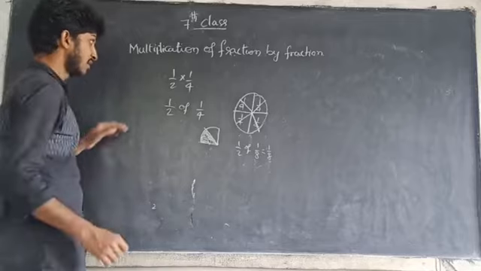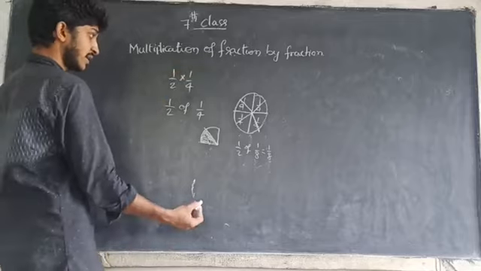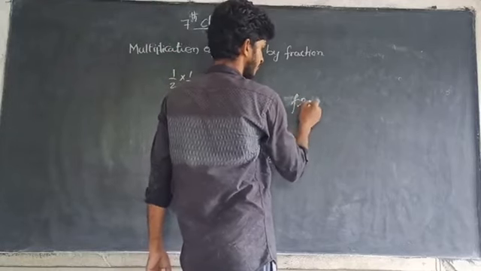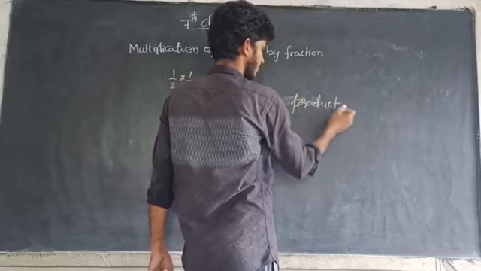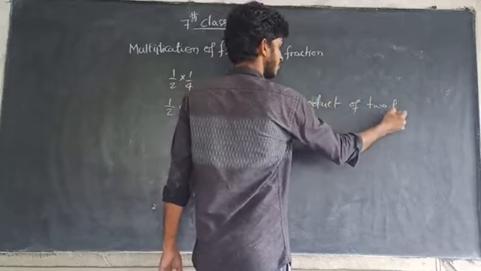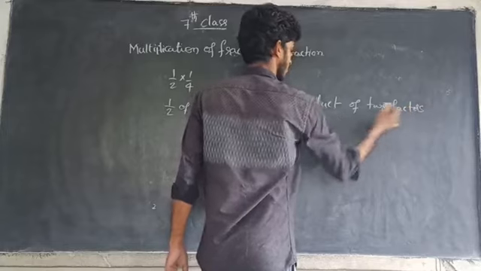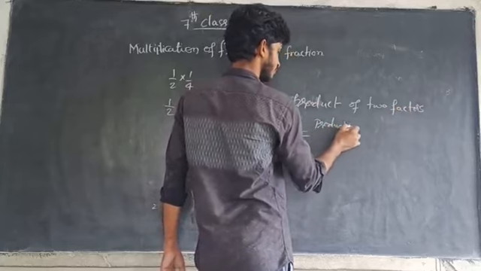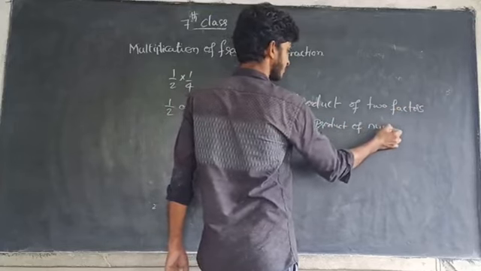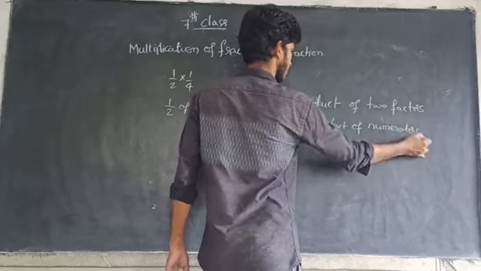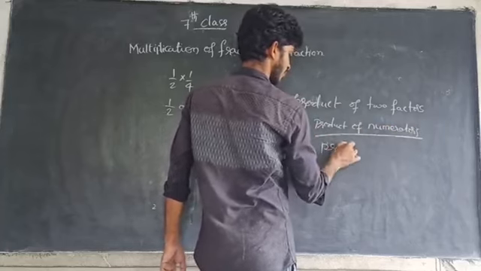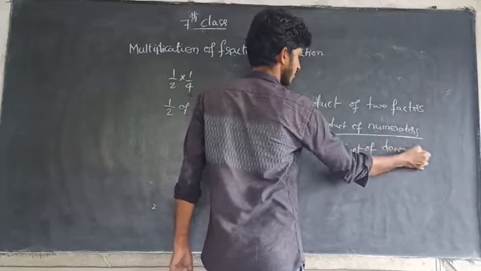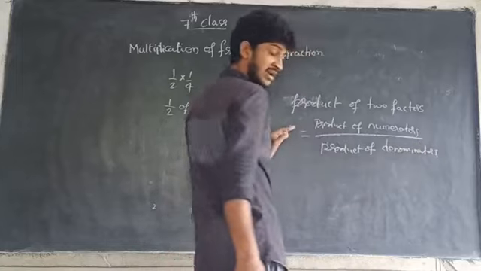In fractions, multiplication of two fractions. See here: the product of two factors is equal to the product of numerators by the product of denominators. In this way we can multiply two fractions.